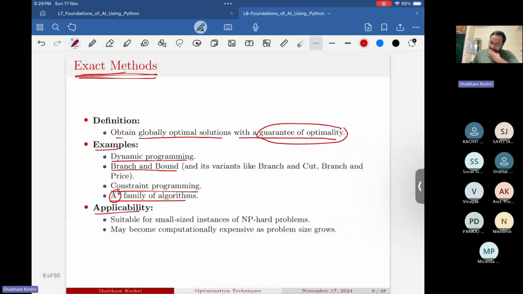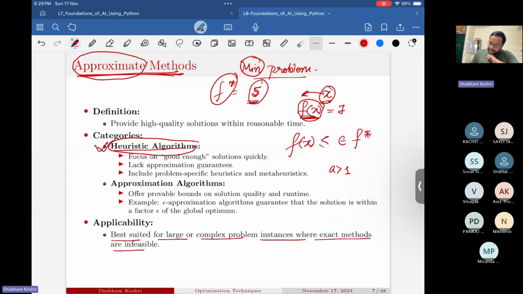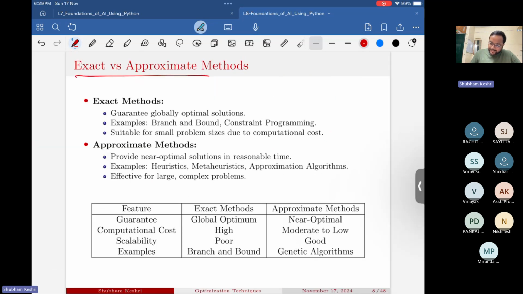Okay, so we have talked about what a heuristic is and what an approximation algorithm is. We will focus in today's class on approximate algorithms. An approximate algorithm is a class of algorithms which contains heuristic algorithms as well as approximation algorithms. Okay, so exact versus approximate methods. Exact methods guarantee a global optimal solution. So if you use exact methods, you are guaranteed to obtain a global optimal solution. Examples can be branch and bound, constraint programming. I gave you some examples. Suitable for small problems due to computational cost.